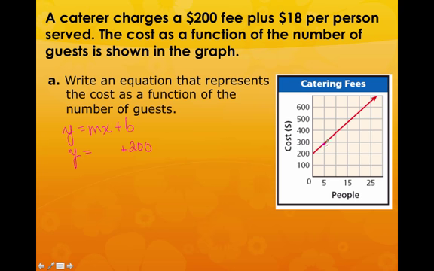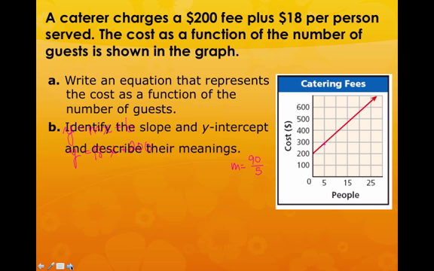So we could see that our slope was our rise, which was 90. Our slope is 90 over 5, which is our $18 per person. So our slope is 18 times x. So in fact, it will ask me now to identify the slope and y-intercept, but to describe their meanings.